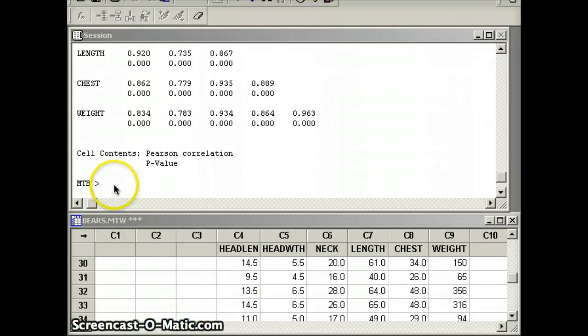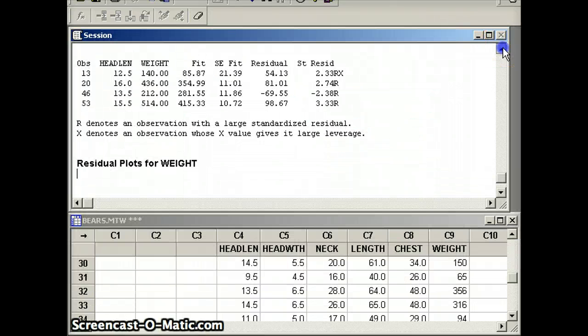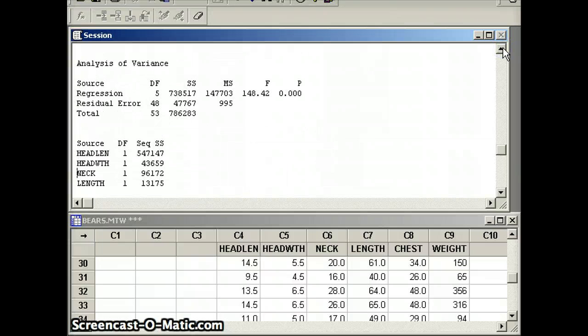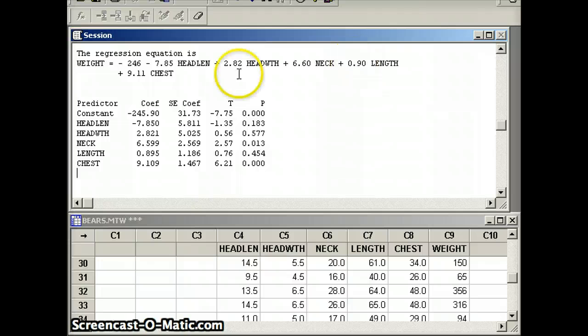So our command will be regress C9 on how many variables? 1, 2, 3, 4, 5 variables. And what are they? C4 through C8. And we'll take a look at what that gives us. So this time, what do we have? We have negative 246 minus 0.785 times head length plus 2.82 times head width plus 6.60 times the neck measurement plus 0.9 times the length measurement plus 9.11 times the chest measurement.